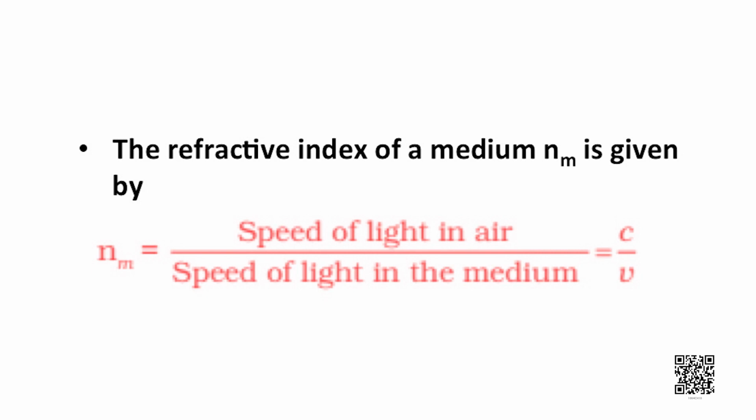If c is the speed of light in air or vacuum and v is the speed of light in the medium, then the refractive index of the medium is given by Nm equal to speed of light in air upon speed of light in the medium, equal to c upon v. Since refractive index is a ratio of speed of light in two given media, it does not have any unit.